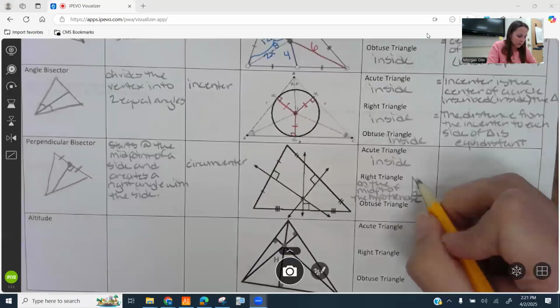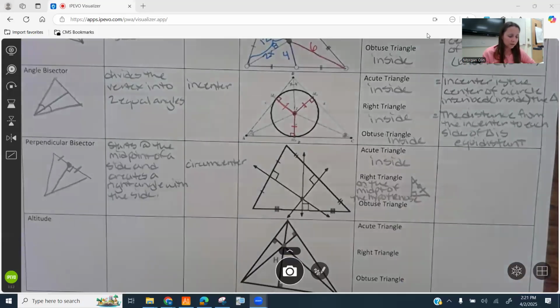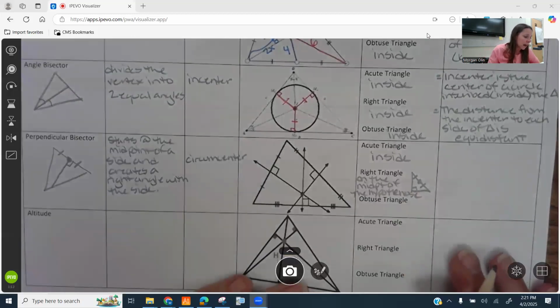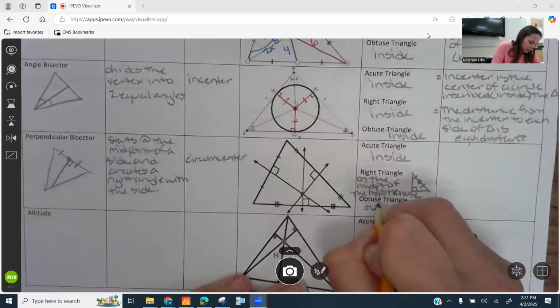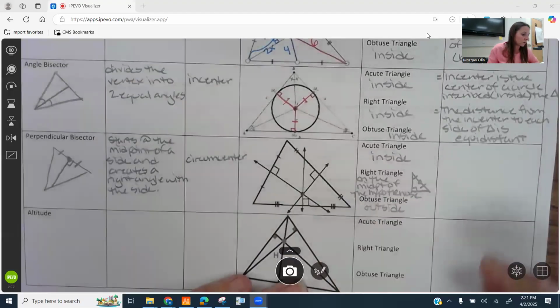Okay, this is going to be the midpoint, so that's going to end up congruent to that right there. All right, and then if it's an obtuse triangle, that point is going to be outside the triangle.